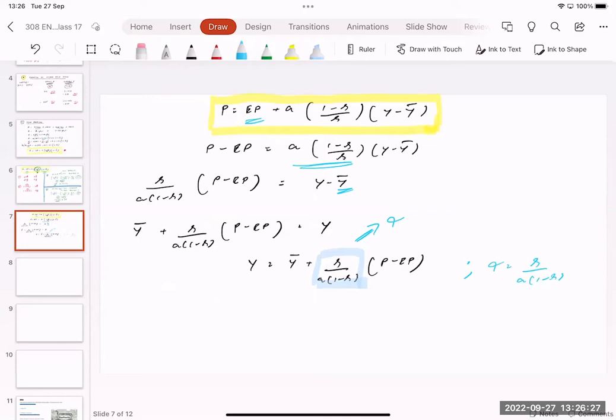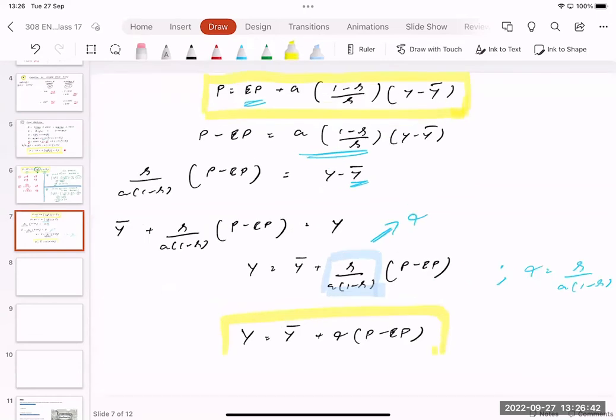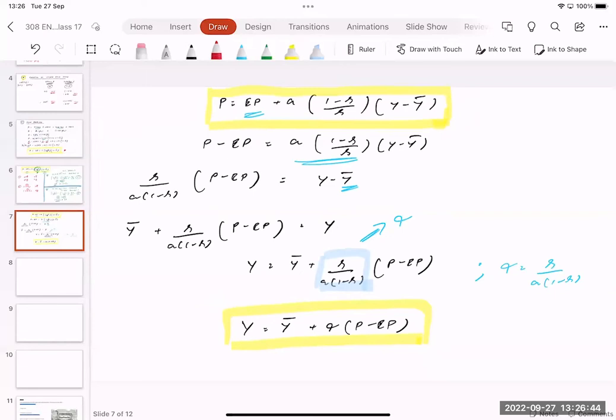Like that. Okay. Very simple. And then in the end, I got Y equal to Y bar plus alpha (P minus EP). This is what we call the aggregate supply equation. Okay, the aggregate supply curve, this is where it comes from. The aggregate supply curve actually comes from the price equation.